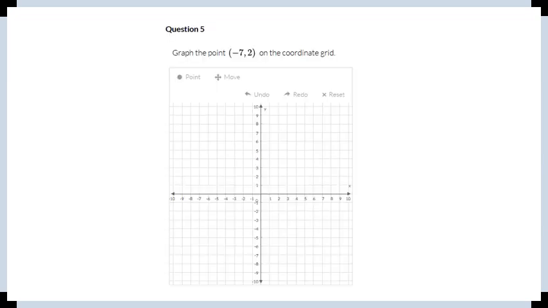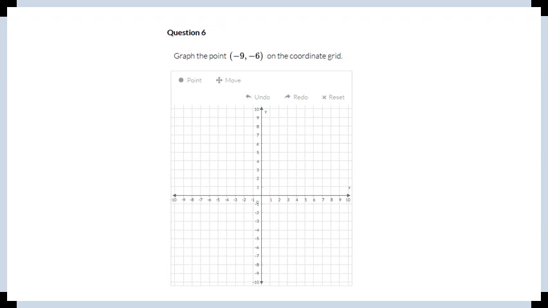Okay, now I've got -7, 2 that they want me to plot. So because it is negative, I move to the left from the origin. 1, 2, 3, 4, 5, 6, 7. And then it's +2, so the y value tells me up or down. So because it's positive, I'm going to go up 1, 2. And my point is right there. Now you don't have to have these lines counting across or up. I just do that so it's a good visual for you to see how it's moving.